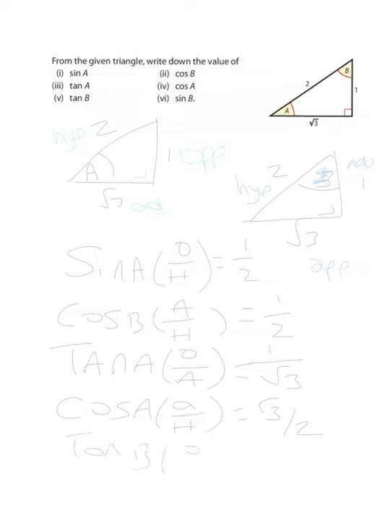So tan is opposite over the adjacent. Tan of B then, so we're going to go to our B. The opposite is root 3, all over adjacent is 1, which is simply root 3. And then the last one we have is sine of B. So sine of B is opposite over hypotenuse. Looking at B, opposite is root 3 and the hypotenuse is 2. So that would give me root 3 all over 2.